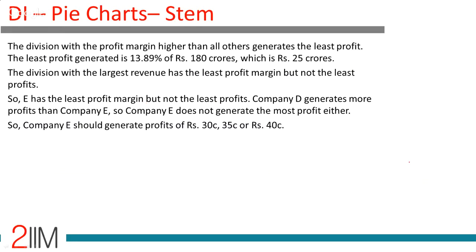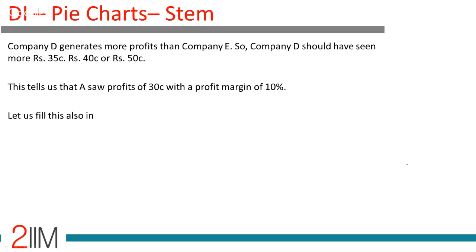Let's build on this. We know that company D should have seen 35, 40 or 50. It should be more than E. If D generates 50 crores, think about this. If D generates 50 crores of profit, then what will be the profit margin of D?